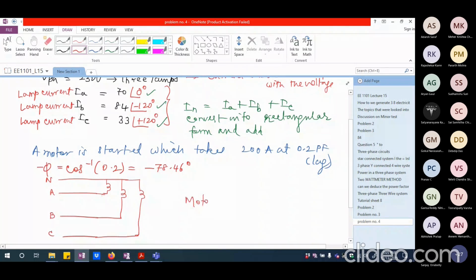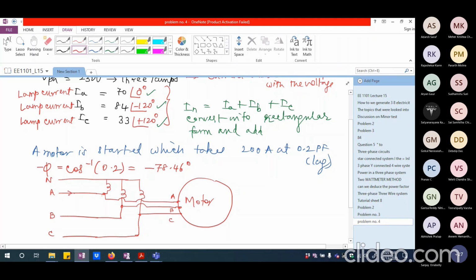And I'm going to have a motor. I'm going to just show the motor like a circle. And this is going to be connected from here. This is C, and this is going to be B, and I'm going to connect A. So A, then this is B, and this is C. All three phases are connected like this.